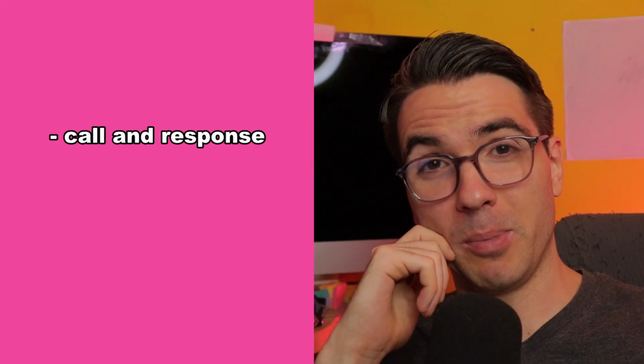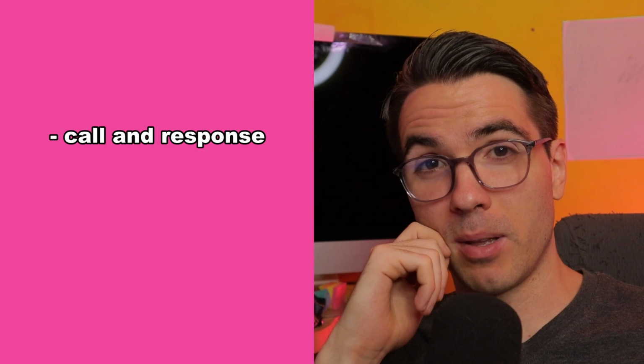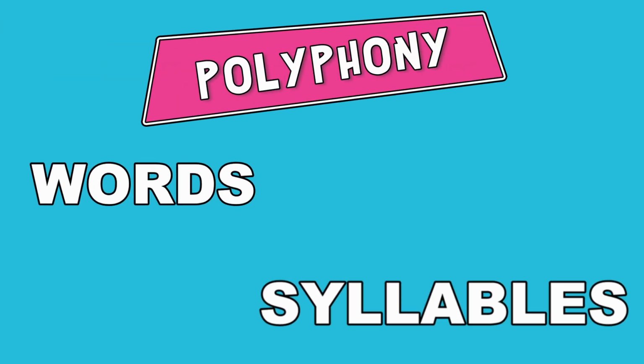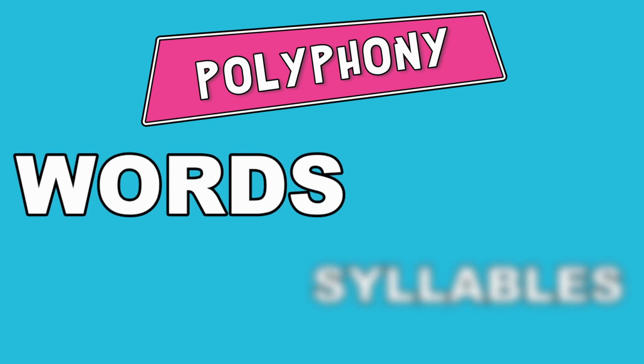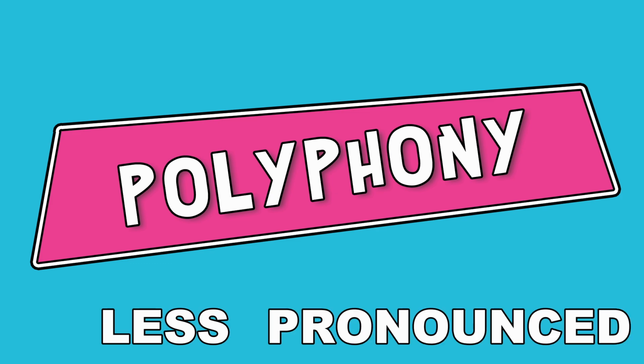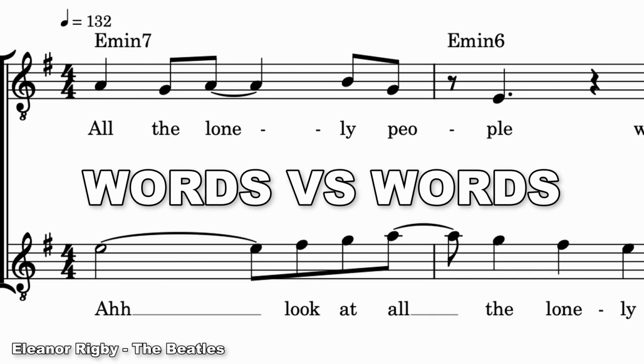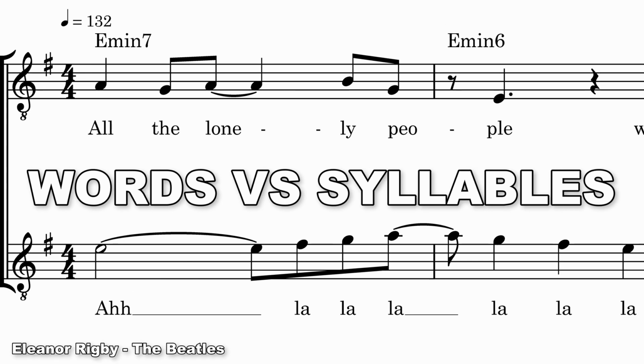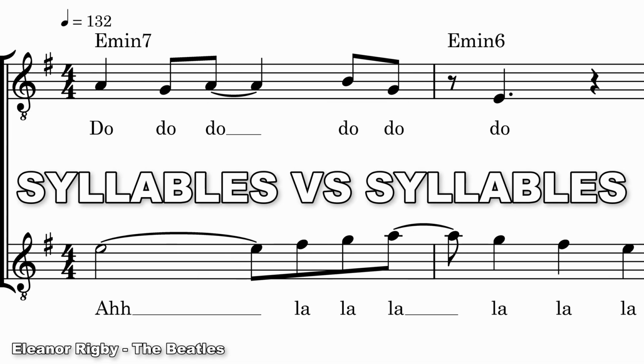Call and response, because the melodies don't overlap, and wordless vocals, because in polyphonic contexts, wordless vocals don't compete for foreground space the way worded vocals do, so the effect of polyphony is less pronounced. In short, I want to focus on words versus words, not words versus syllables, or syllables versus syllables. So now that you know what I'm talking about, Hit me, baby, one more time.